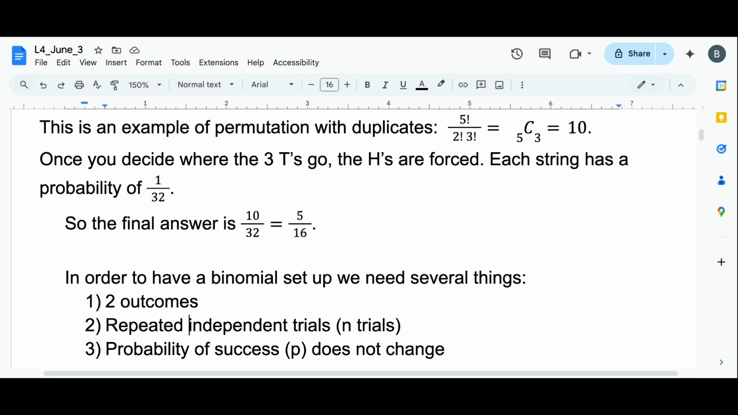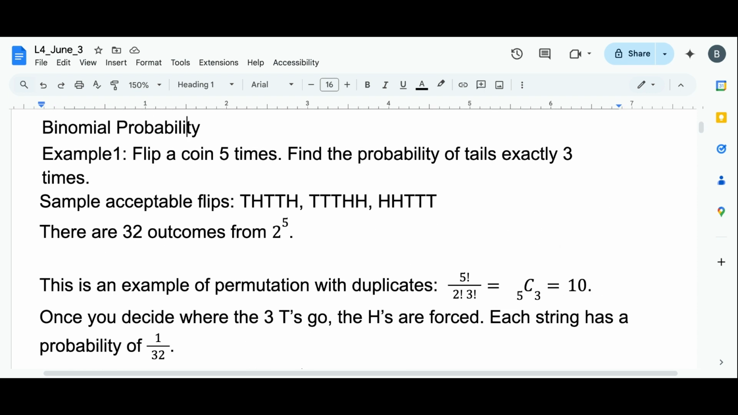So the setup for a binomial, we need to meet the following criteria. There has to be 2 outcomes in each trial. Sometimes we can adjust slightly on that to turn it into 2 outcomes. We need repeated independent trials. We need a fixed number of trials n, and we need independent trials. Independent in this context means that what happens on one trial does not have any impact on any of the others. And we need the probability of success to not change. In this case here, every flip was 50%.